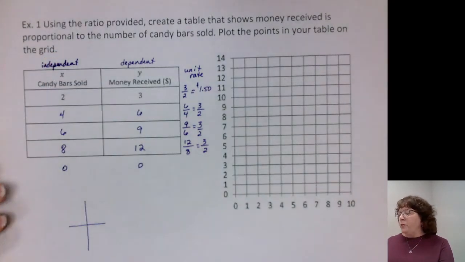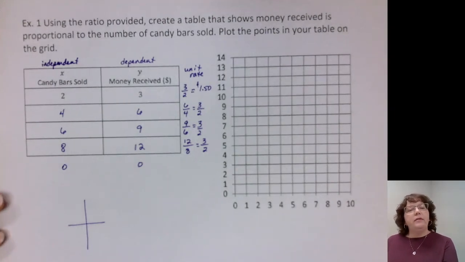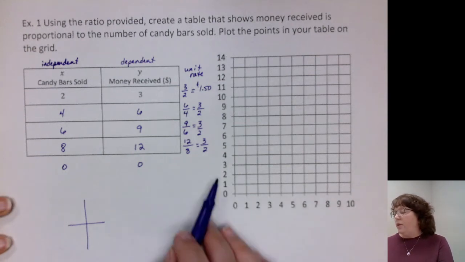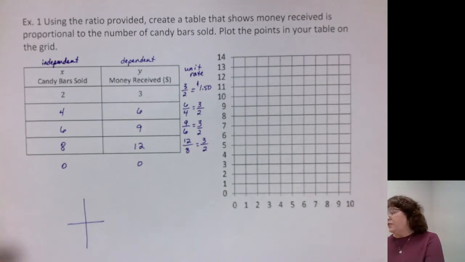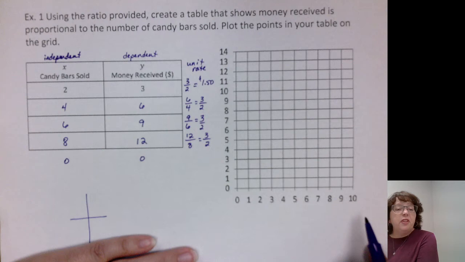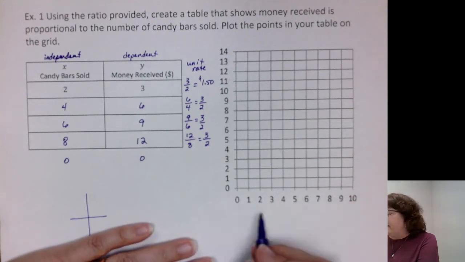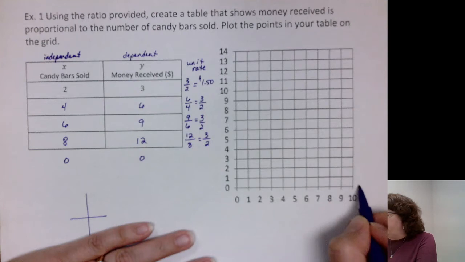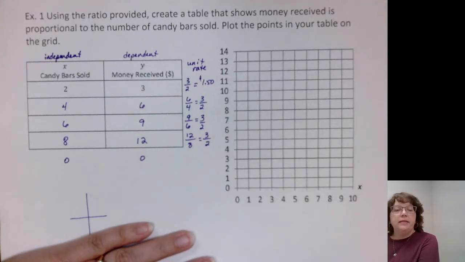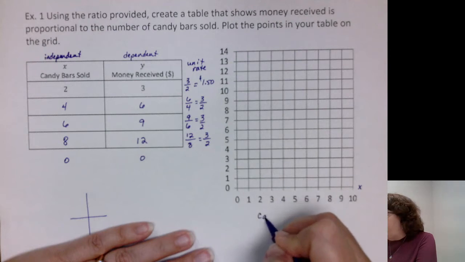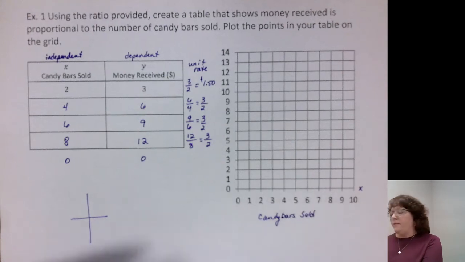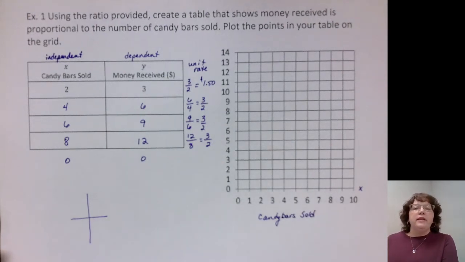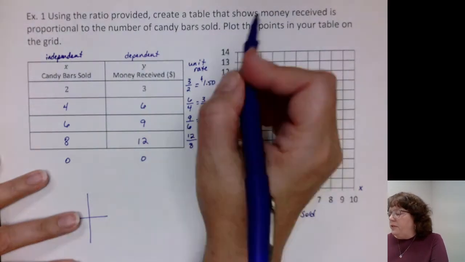All right. And when we're looking at our coordinate plane, where does that independent variable, or the x, go? Does it go along horizontally or vertically? Okay, so the independent variable is here. So these are our x's, or we refer to this as our x-axis down here. Okay, I'll put a little x out here at the end to remind us that's the x-axis. And I'm just going to write in, this is candy bars sold.